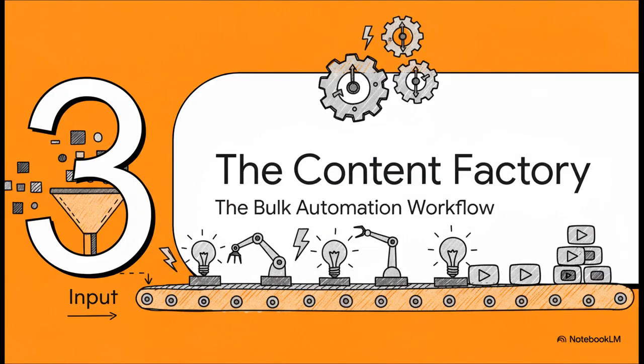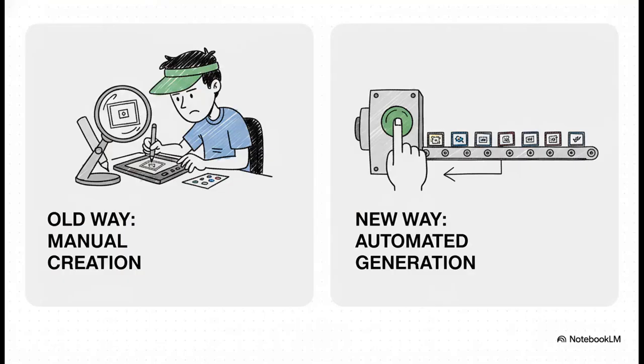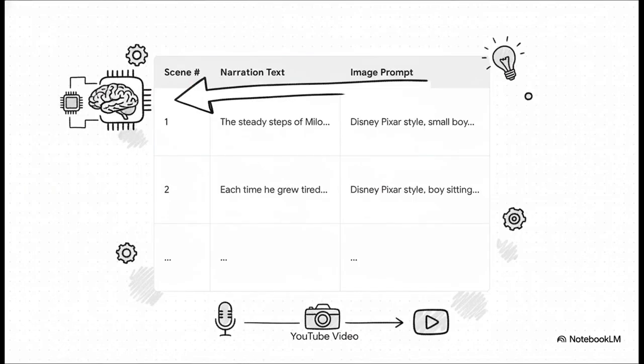Okay, so we've got our strategic playbook in hand. Now it's time to build the assembly line. This is where we shift from making things one at a time to true mass production. And this just perfectly illustrates the huge shift in thinking. I mean, the old way was manually prompting every single asset. The new way is all about setting up the workflow where one single click can generate dozens of scenes completely automatically. It all starts with a very specially formatted script.